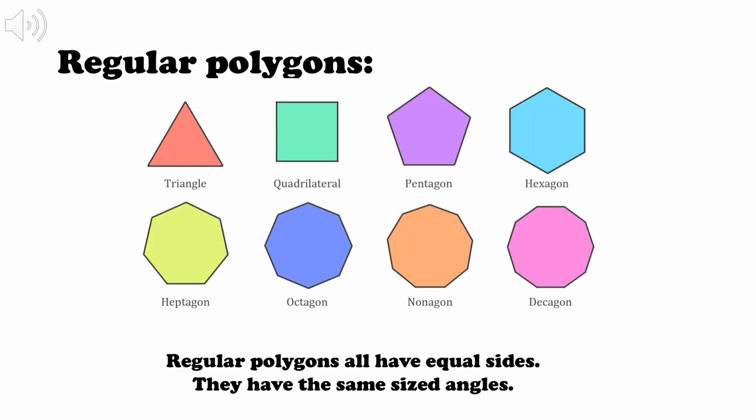On the screen in front of you, you will see some regular polygons. There's a triangle, quadrilateral, pentagon, hexagon, heptagon, octagon, nonagon, and decagon. Can you think for a moment about the number of sides each of these shapes has and how many corners they have? Well done. Regular polygons all have equal sides and they have the same sized angles.